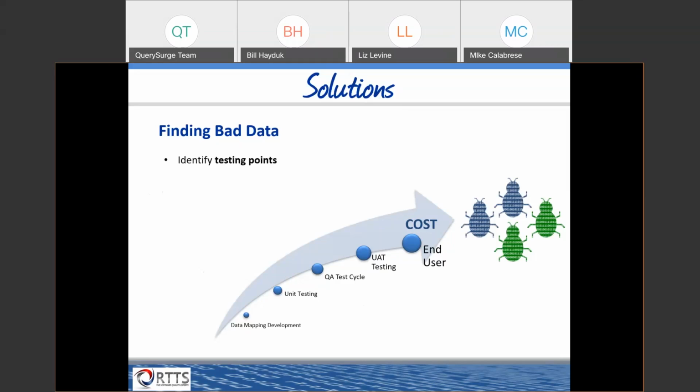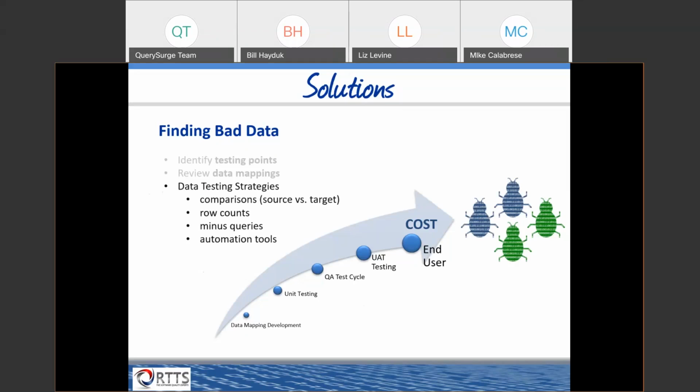In order to do that, you're going to first want to identify all of your testing points within the system. Anywhere data is being moved from one source to another, you would want to consider a testing point. And each of those testing points should have a data mapping associated with it, a document that defines how the data is expected to move through the system.